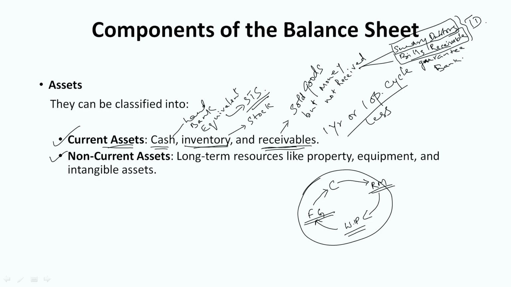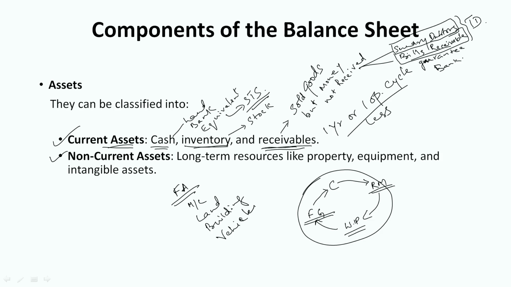Non-current assets, as the name suggests, are long term in nature. You might have seen the 6th and 7th schedule of your balance sheet in the previous slide, which talks about fixed assets. Fixed assets could be in the form of machinery, land, building, vehicles, delivery vans or anything of that sort.